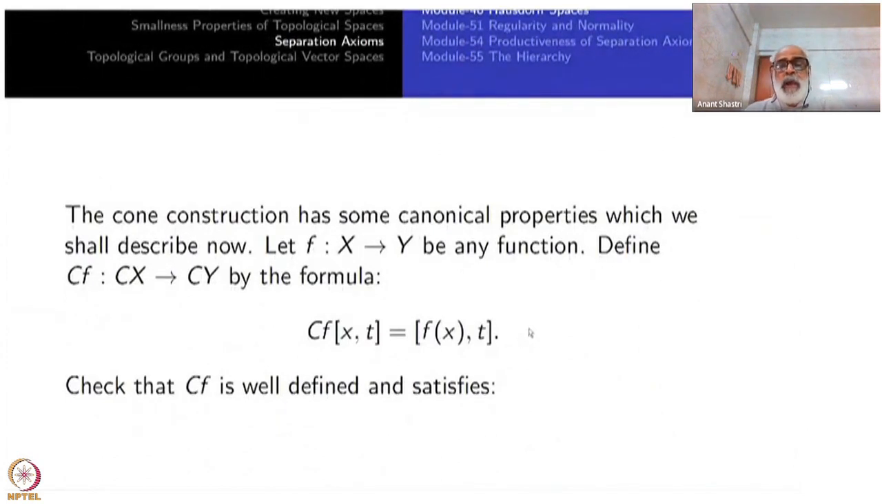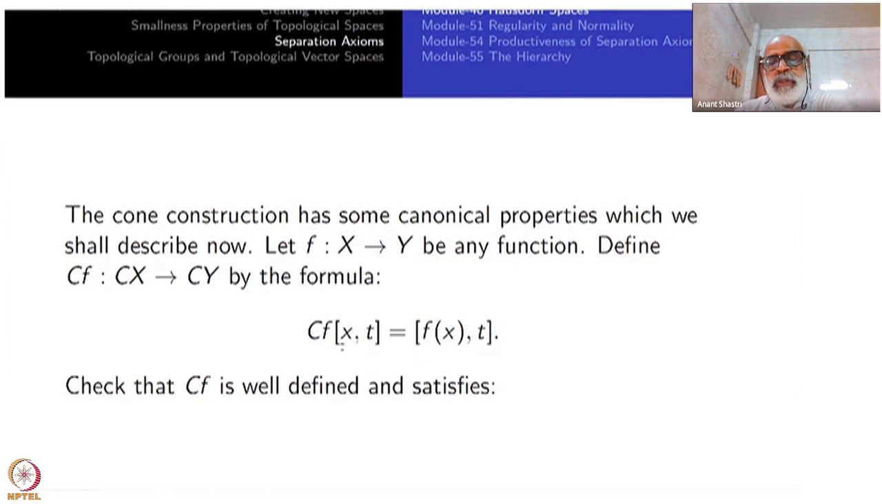It has some canonical properties, which we shall describe. What is the meaning of this canonical property? Suppose you have a function F from X to Y, any function. Then you can define CF from CX to CY. So you have defined the cone over a space. Now I am defining the cone over the function. So what is CF? CF is a map from CX to CY. First you define it from X cross J to Y cross J to be F(x, t) equal to (F(x), t). And then you take the class.